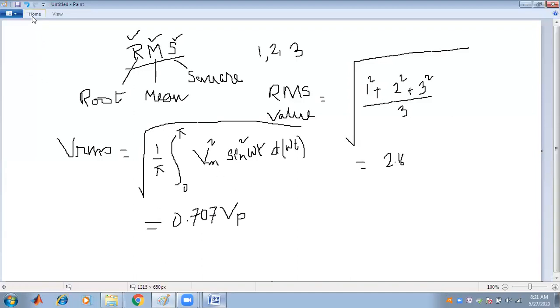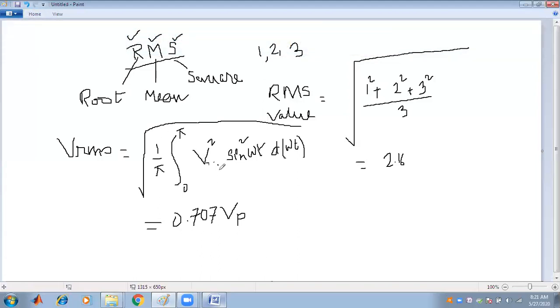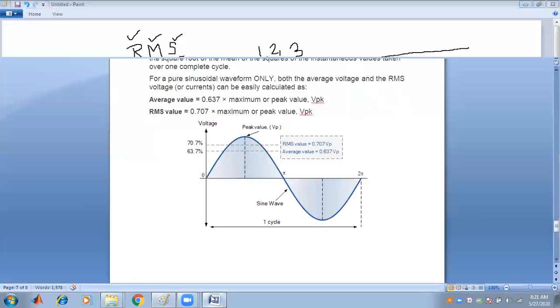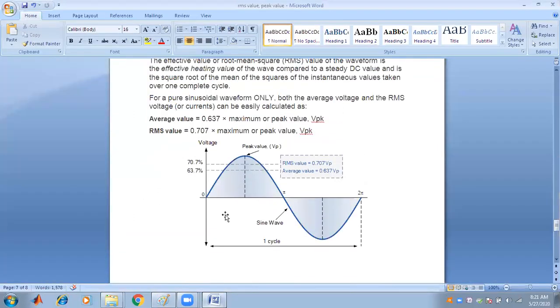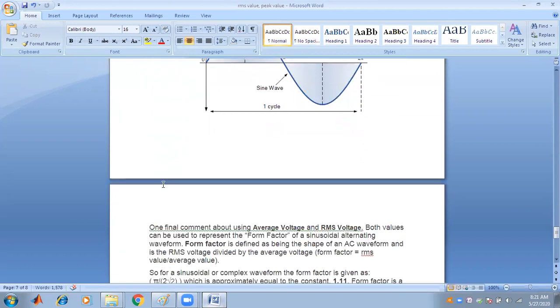I can write it in terms of VP, the peak value, so that it can be easily understood. 70.7% is the RMS value. So it is clear that the average value is 0.637 of the maximum peak value VP, and the RMS value is 0.707 of the maximum peak value VP. So one is 70.7% to find the RMS value, and one is 63.7% to find the average value of a sine wave.